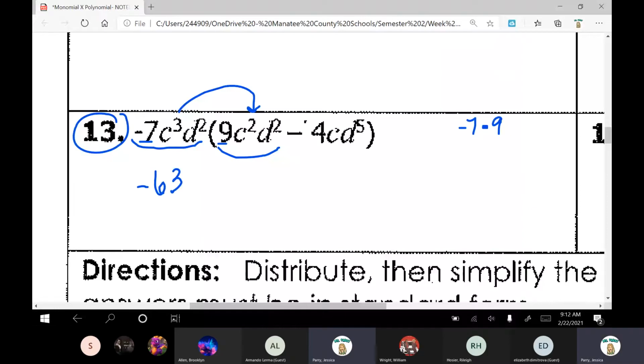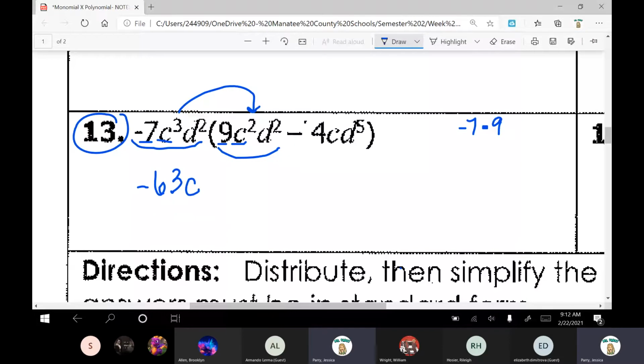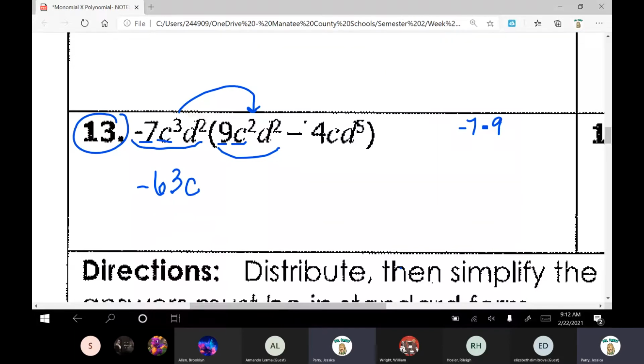And then my next variable is c. Here's the variable c. All we do is add the exponents. 3 plus 2 is 5. And then my last variable, d. Add the exponents. 2 plus 2 is 4. There's nothing else in that first term, so that one's all finished.